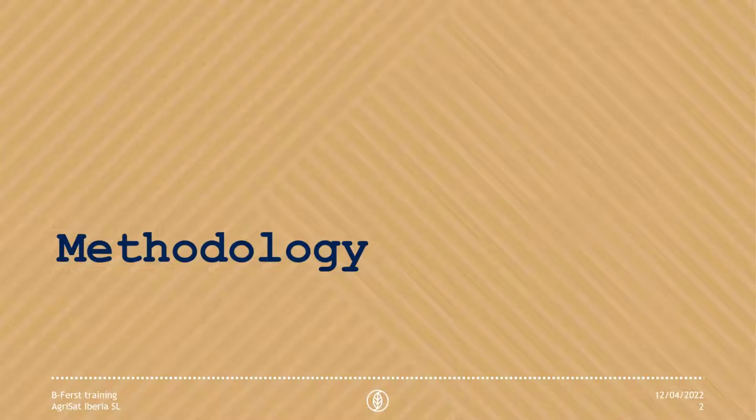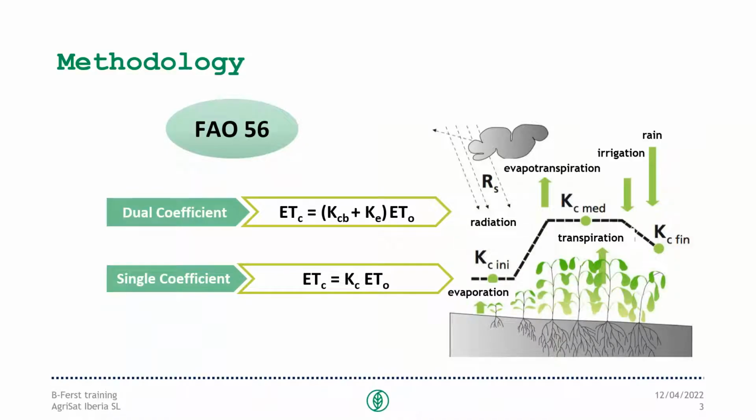First, we will present the methodological principles. The basis of the methodology is FAO 56, in which the water requirements of a crop depend on the evaporative demand of the atmosphere, expressed by the reference evapotranspiration, or ETO, and the crop and its state, expressed by the crop coefficient, or KC.